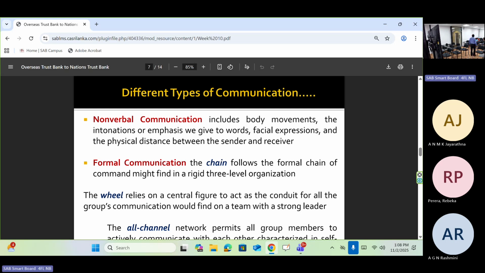Very urgent. Even body languages can convey, you know, those things. Then oral and written.